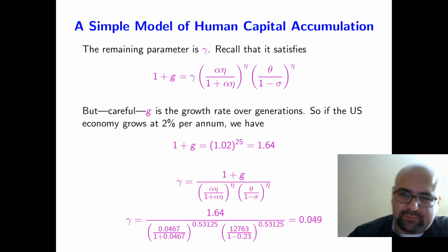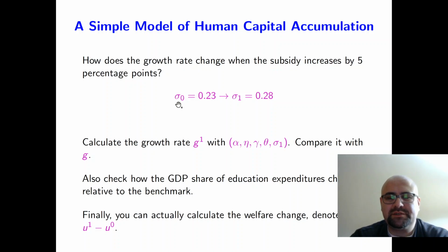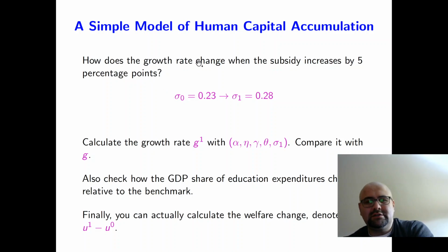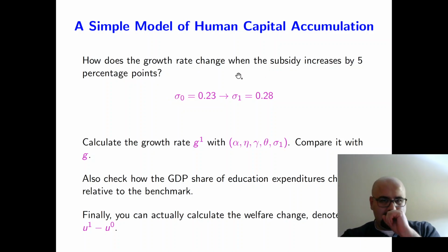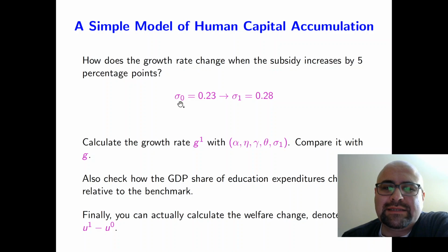Why? Because what I ask here is the effect of sigma, remember, the subsidy rate. Okay, so how does the growth rate change when the subsidy increases by 5 percentage points? Sorry about that. So 5 percentage points. Remember, the baseline value was 0.23, and 5 percentage points increases it to 0.28, right?